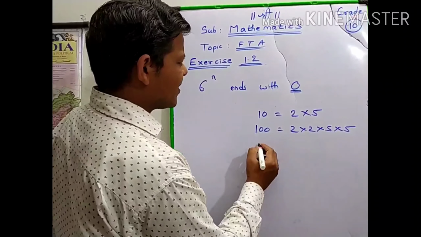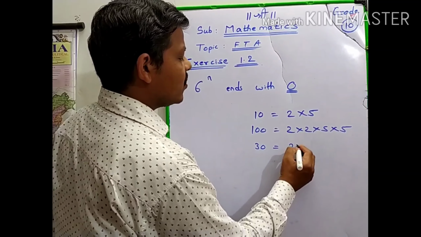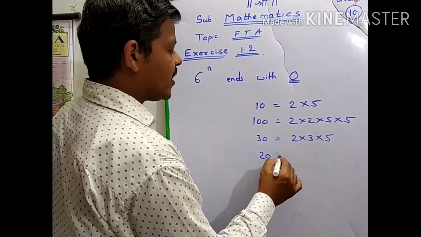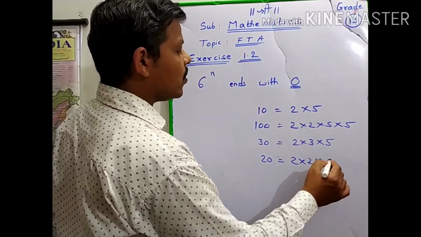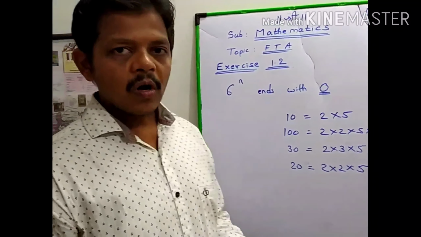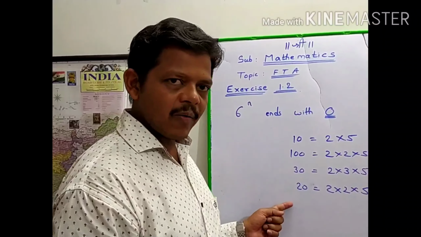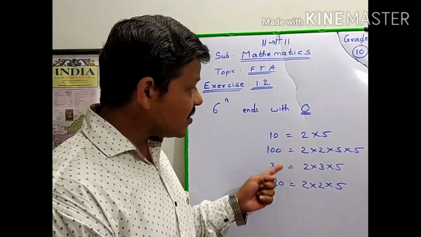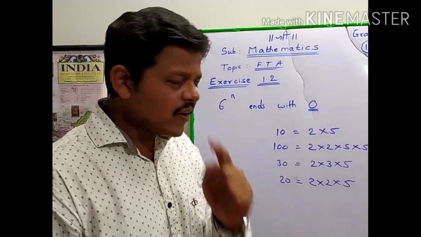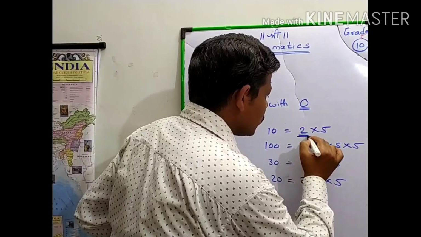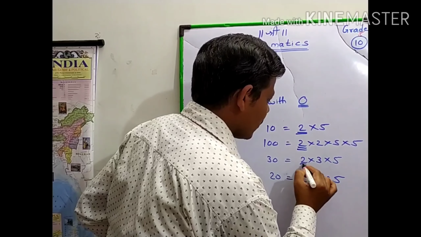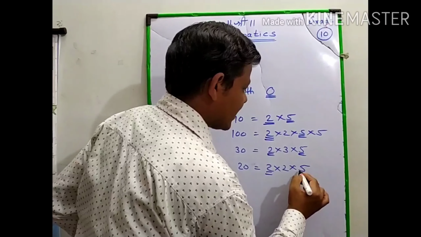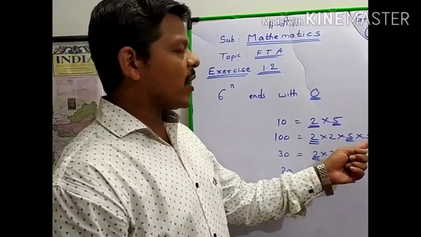Let me take one more example. Say 30. What is 30? 2 into 3 into 5. Let me take an example 20. It is 2 into 2 into 5. What you can see on the screen now is that in all the numbers which are ending with a 0, we definitely have 2 in all of them. We definitely have 5 in all of them. Correct?